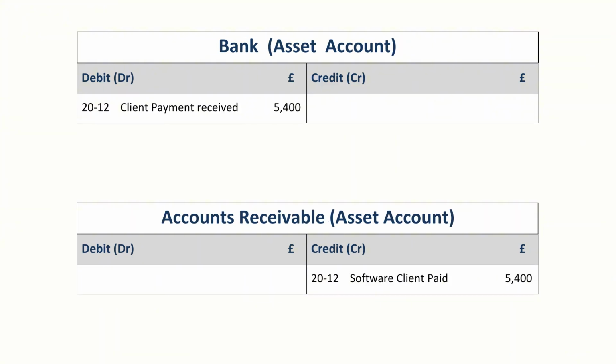Let's look at this transaction. Our client has paid £5,400 for an invoice we issued earlier for software we provided. The money is received into our bank account. Our accounts receivable decreases because the customer has now paid what they owed. Assets decrease on the credit side. Our bank account increases because cash came in. Assets increase on the debit side.